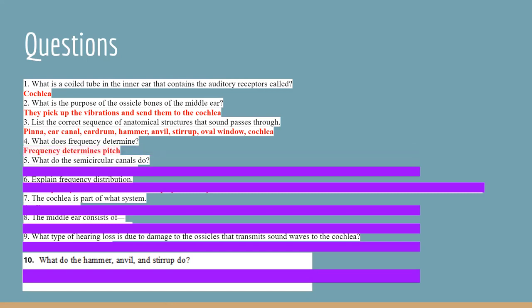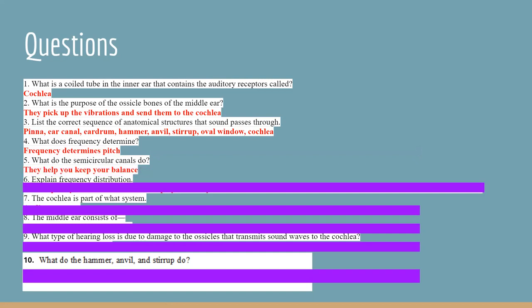What do the semicircular canals do? Didn't talk about this, but here's what they do. They help you keep your balance. Well, no, I did talk about that. Sorry. I just said ear canals, so I didn't call them semicircular. But remember, I told you if they collapsed, then you wouldn't be able to balance.